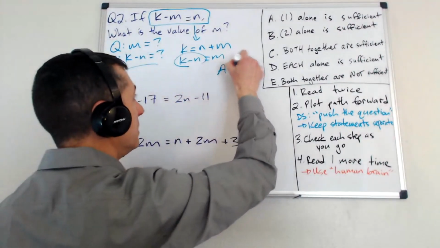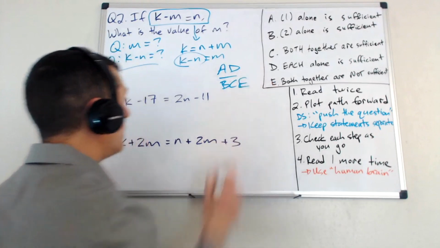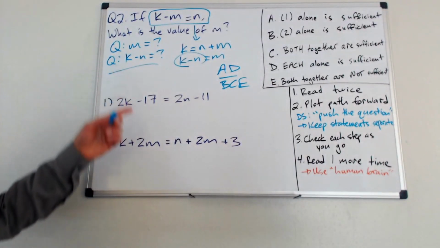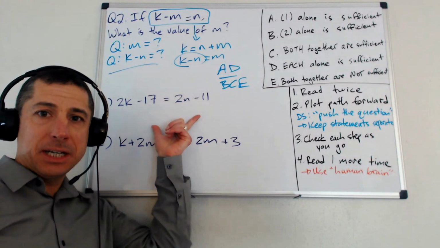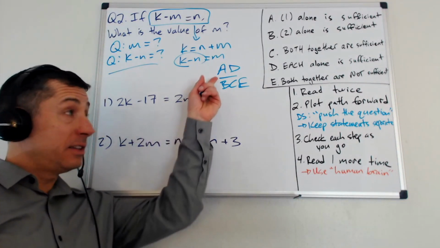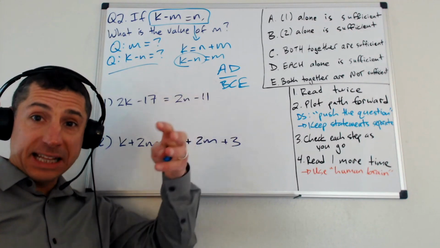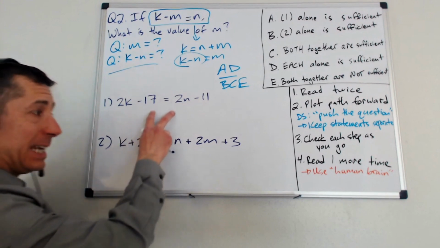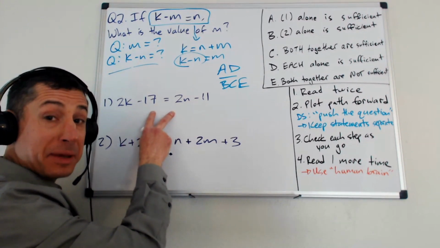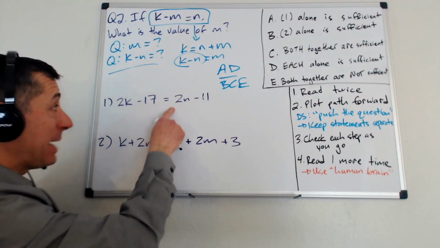Let's get our little ADBCE widget going. And statement 1. Now, you might jump to the conclusion here. I'm looking for M. There's no M here, therefore not sufficient. But again, that's bad process. If you did your work here, we're looking for K minus N, then you can look at this and go, maybe I can manipulate it and get that K minus N.